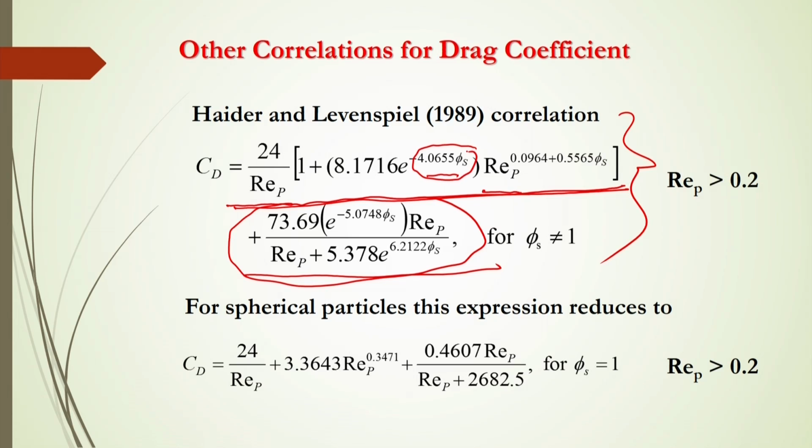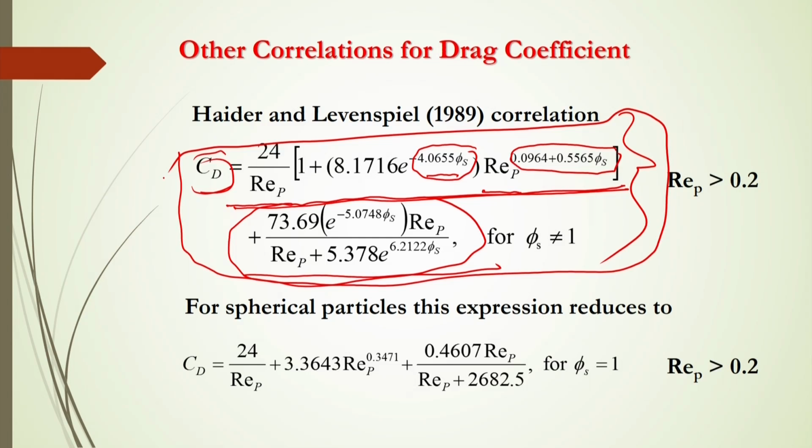See how the sphericity of the particle actually affects the CD; you can calculate it from this correlation. So, if you have different sphericity and different velocity, of course, diameter, then you can use this equation to calculate the drag coefficient. Even for spherical particles, if phi s is equal to 1, then it is very simple here. You can directly obtain the value of CD from this correlation, just putting phi s equal to 1. So, finally, this equation reduces to this equation.